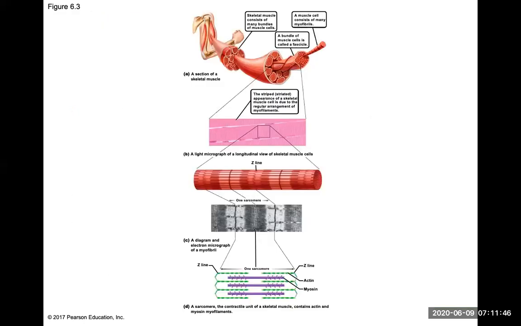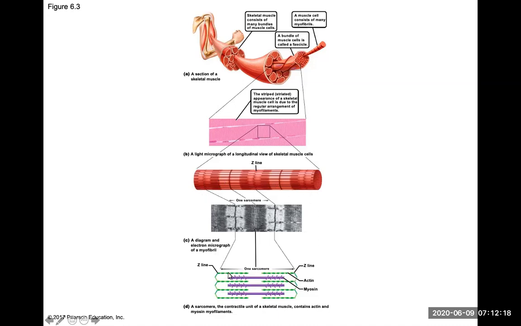So here's a look at a section of skeletal muscle. You can see how skeletal muscle consists of many bundles of muscle cells. These are called fascicles, and each bundle is called a fascicle. A muscle cell, if we take one out, consists of many myofibrils. Here is the striped or striated appearance of a skeletal muscle cell. And this is showing a light micrograph of a longitudinal view of a skeletal muscle cell.